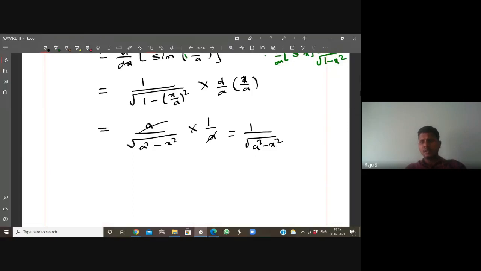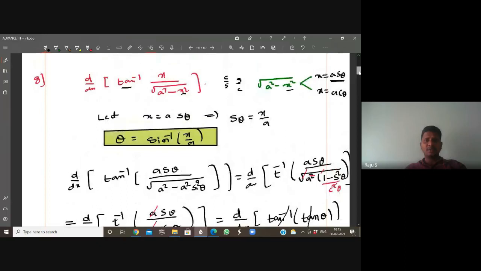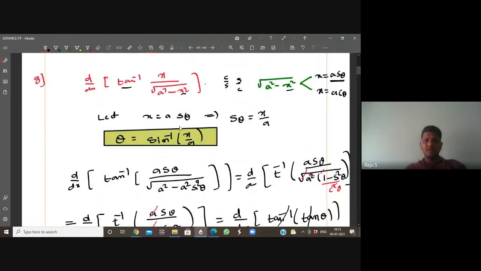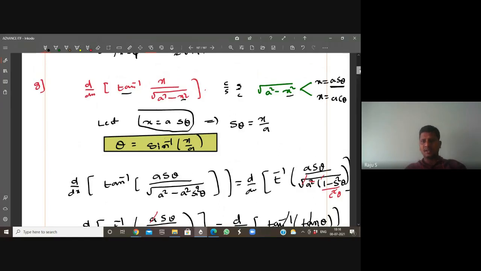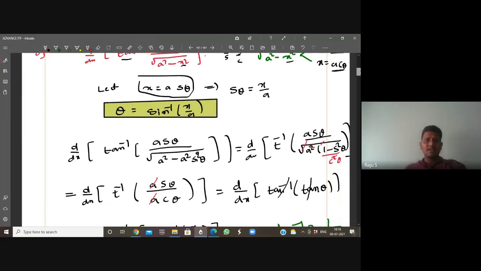Once again, what I have done here: simply tan inverse of x by root over a square minus x square. Direct differentiation is difficult, so I substituted x is equal to a sine theta, because when I take x is equal to a sine theta, we are going to get tan theta directly. But don't take a cos theta. Even if you take it, you will get a cot. Cot again you can write in terms of tan, tan of 90 minus theta like that. So instead of that, you can take a sine theta.